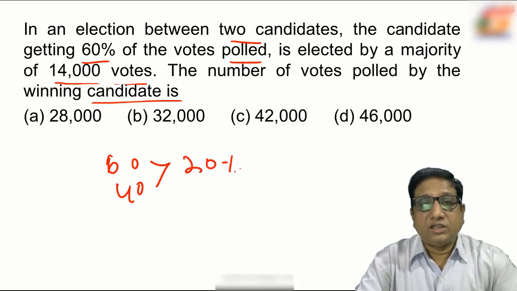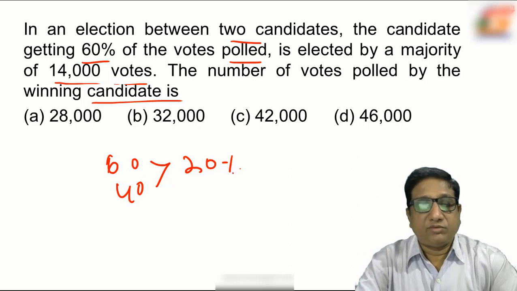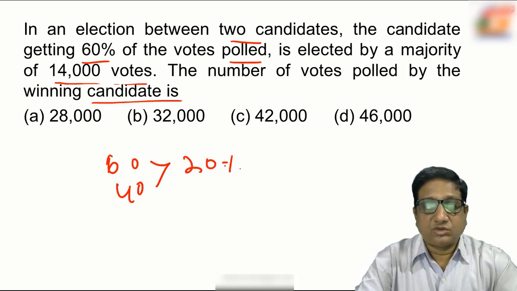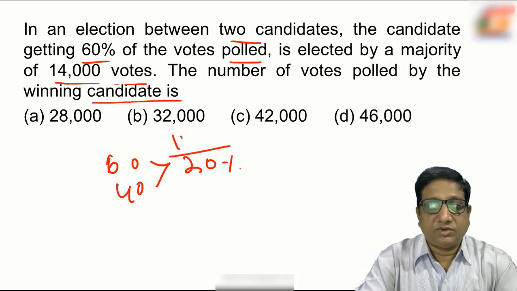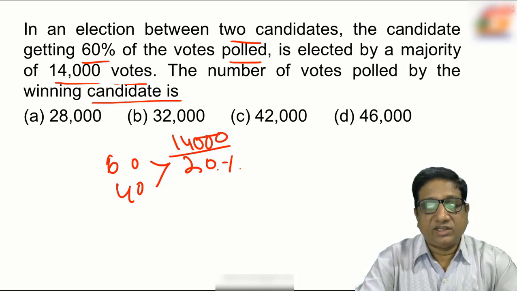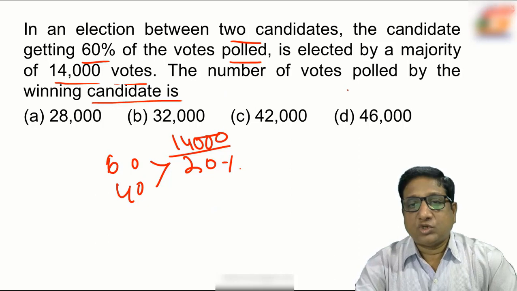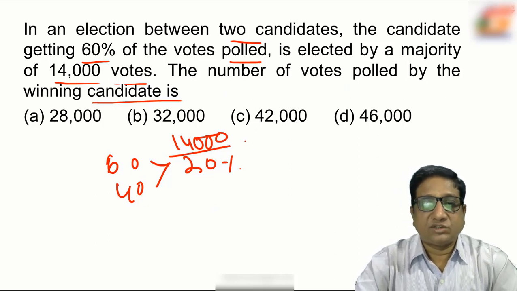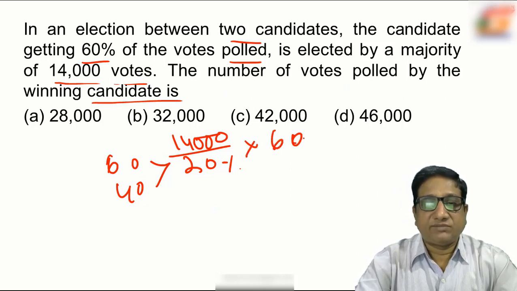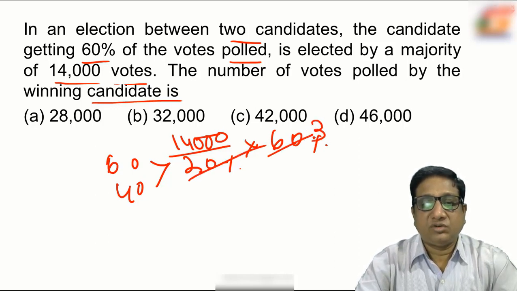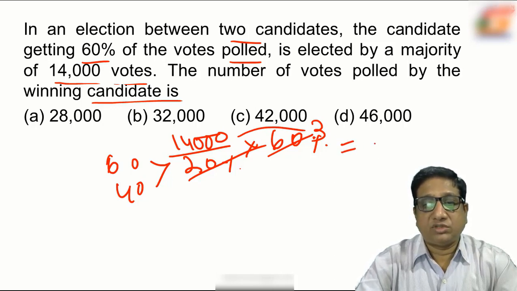It is given that the winning candidate won by 14,000 votes. So 20% is equal to 14,000. Dividing this, we can obtain 1%. The number of votes polled by the winning candidate: the winning candidate got 60% votes, so 60% is 3 times 20%. So total number of votes polled by the winning candidate is 14,000 into 3, 42,000.